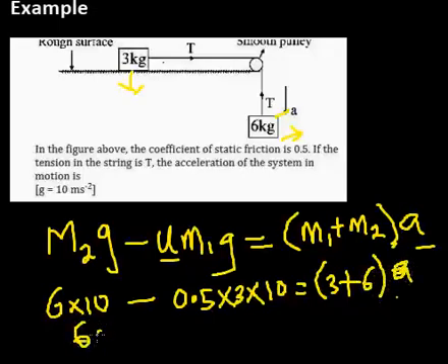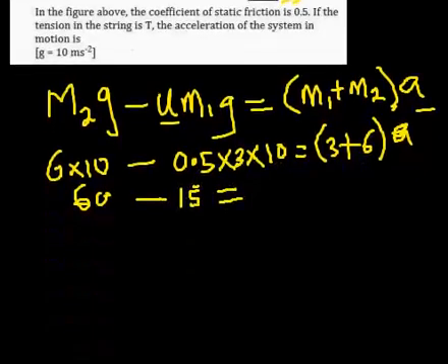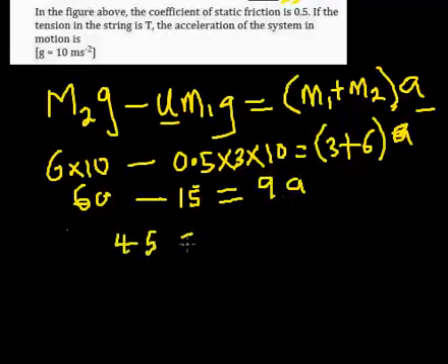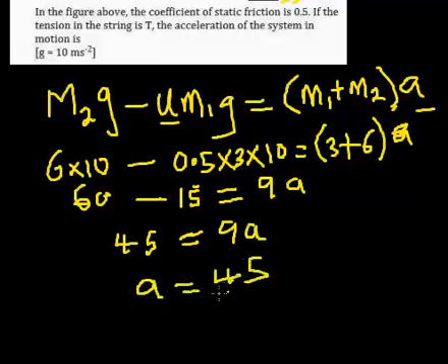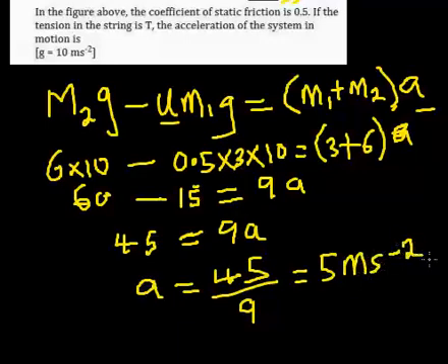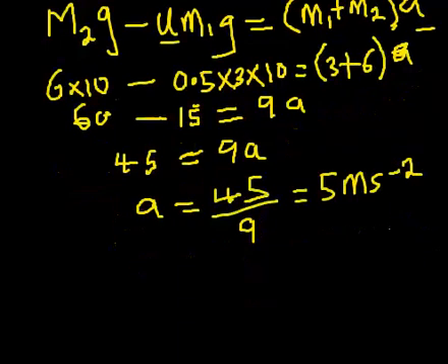So this is going to be 60. Let's do this. 3 times 10 is 30. 30 times 0.5 is 15. So please take note of that. This here, 3 plus 6, that should give me 9. That's 9A here. When you subtract this, I think this gives me 45. If I'm not mistaken, 9A. So A will now be 45 divided by 9, which of course is 5 meters per second squared. Alright, as simple as that.